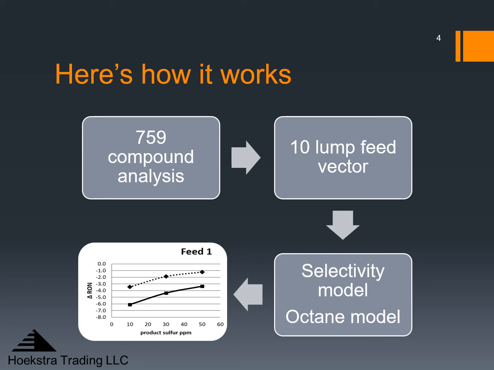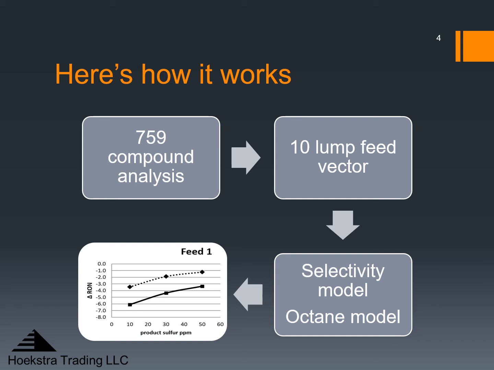Here's how this performance curve model works. The 759 compound analysis is a detailed hydrocarbon analysis that quantifies the concentration of every compound in the feed. The analysis is reduced to a 10-lump feed vector that measures the concentrations of 10 groups of compounds corresponding to 10 key reaction paths. These 10 numbers are then fed into a model that has two parts.